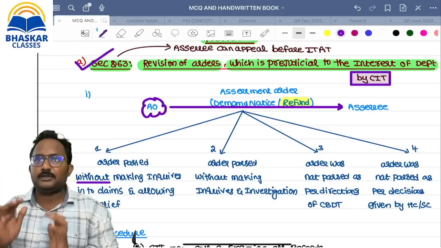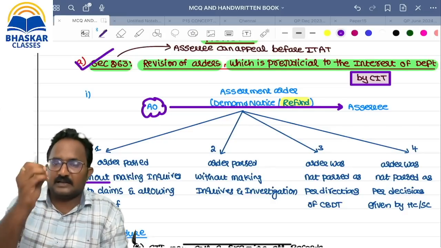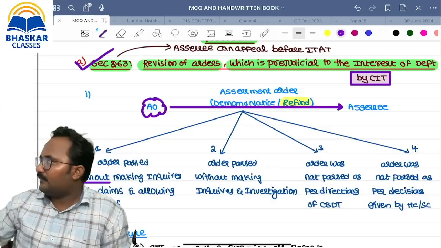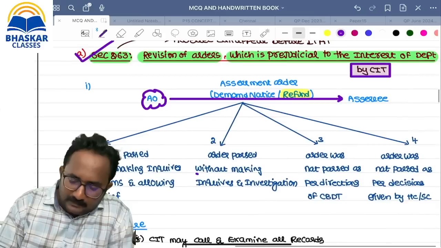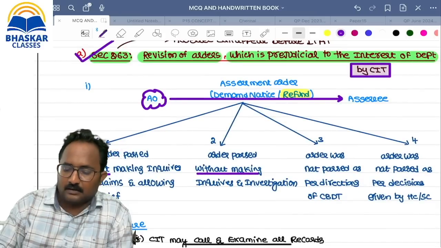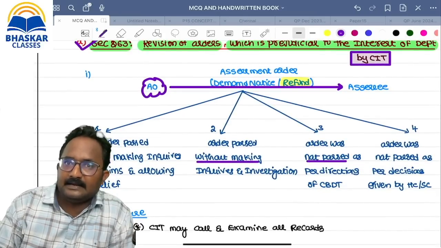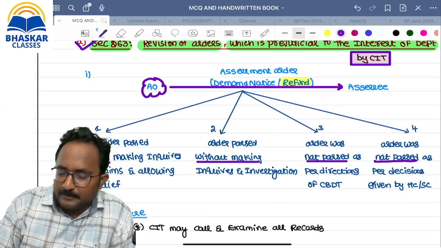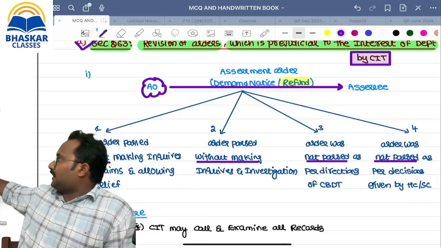They are allowing the refund without making inquiries. They are not asking even for proofs, not even questions. They are giving the what, ma'am? Refund. The order is passed without making inquiries and investigation. The order is not passed as per the CBDT direction. The order is not passed as per the directions or decisions of what, ma'am? High Court or Supreme Court.